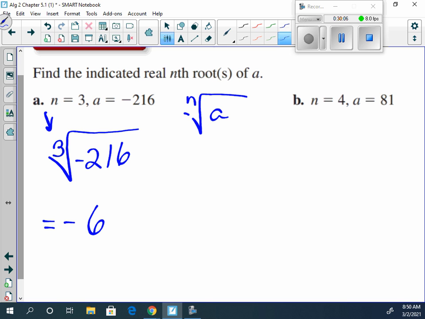I just barely got ahead of you. I'll get there.